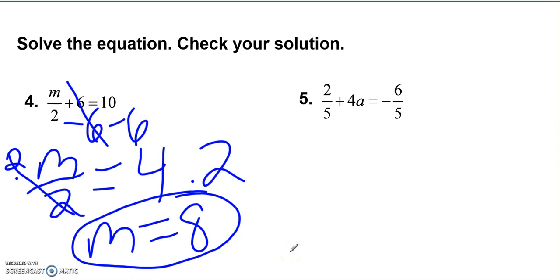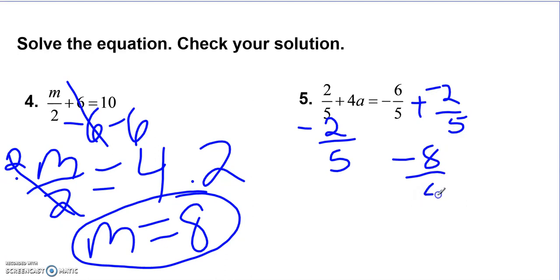Okay, and then so we have to subtract this, because this is our okay friend. 4 is our best friend because it's attached to us. Our okay friend is the 2 over 5. So minus 2 over 5, which I can add up. So that's going to be negative 8 over 5 equals 4a.